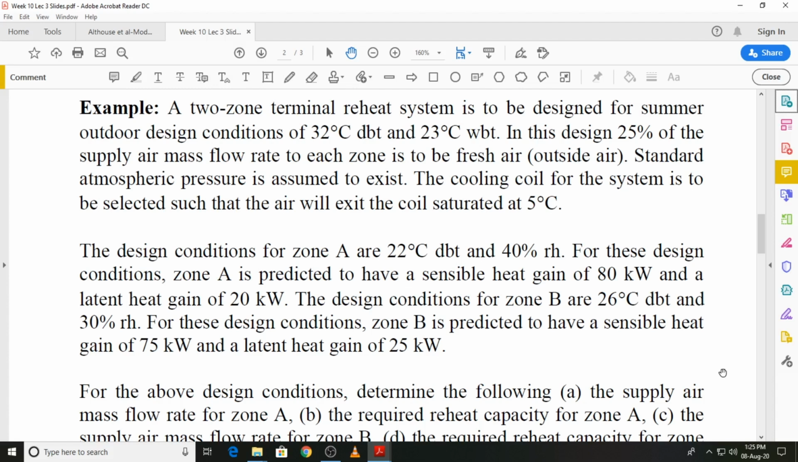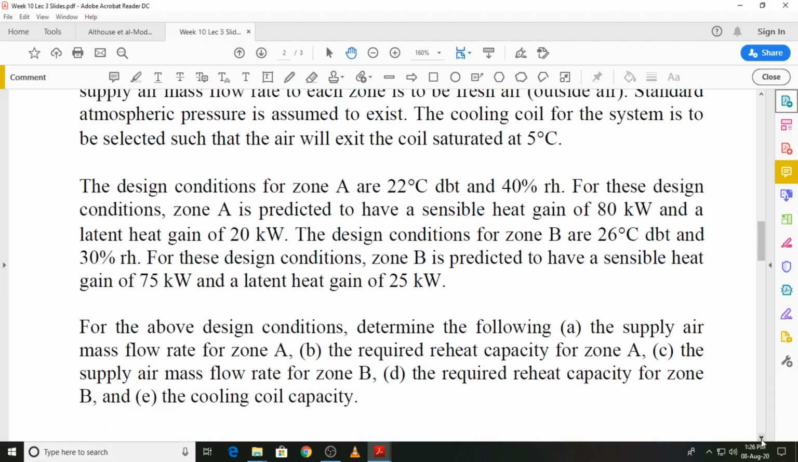The problem relates to a terminal reheat system for two zones in which information pertaining to the outside design conditions, the respective zone design conditions, and some other information is provided, and based on that information we are asked to find out the supply air mass flow rate for the two zones and the reheat capacity for each of the zones and the cooling coil capacity.